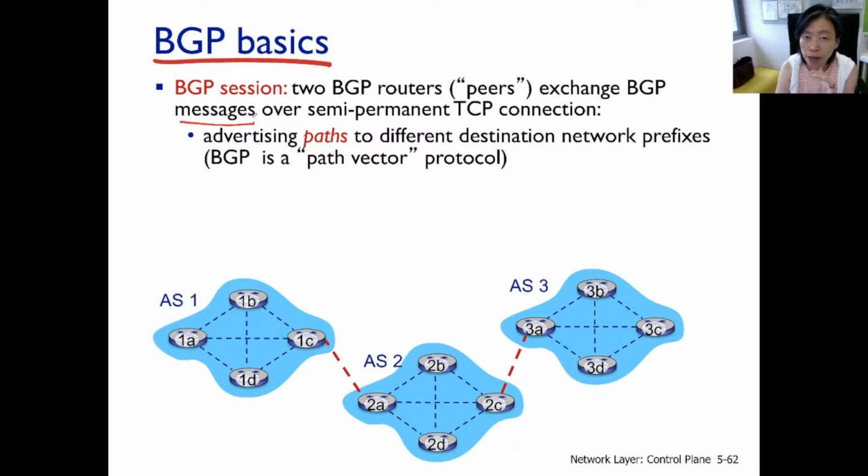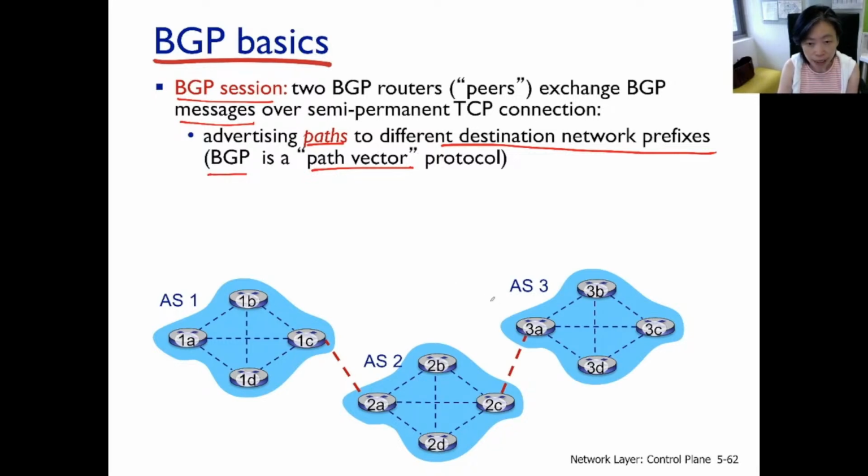Now, the messages we're exchanging between the BGP routers over the BGP sessions are these: the paths to all sorts of destination networks, the paths to all sorts of destination ASs. In fact, altogether, we just call it the path vector. So BGP, again, a path vector protocol.